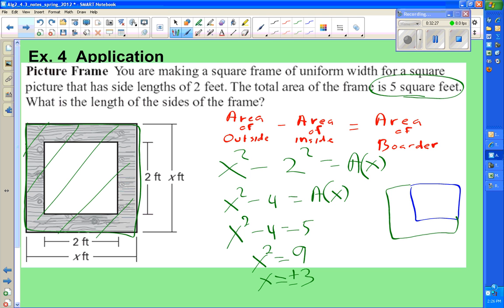As far as we're concerned, what's the answer to the question, what is the length of the sides of the frame? 3 feet. The length of the sides of the frame. Give me the dimensions. 3 feet by 3 feet. So the dimensions are 3 feet by 3 feet. If you do not answer a word problem with words, you will lose a point. If it's a word problem, your answer's in words and numbers.